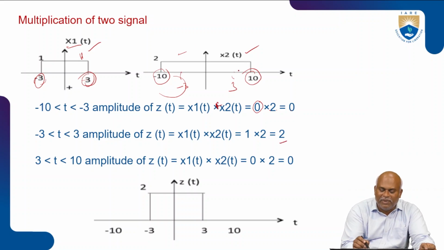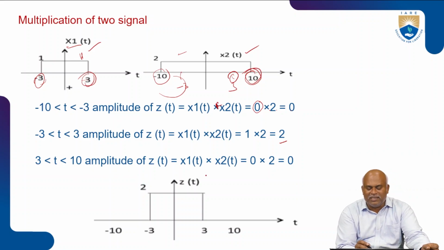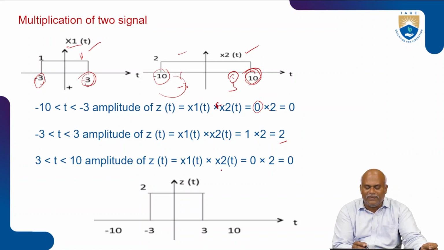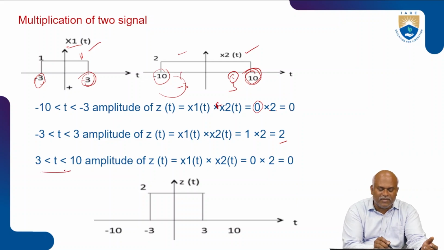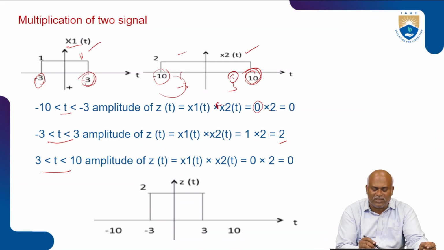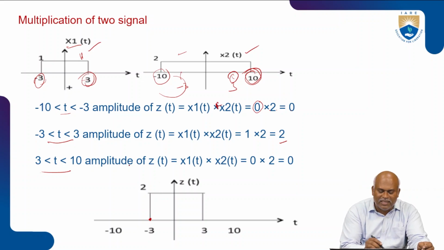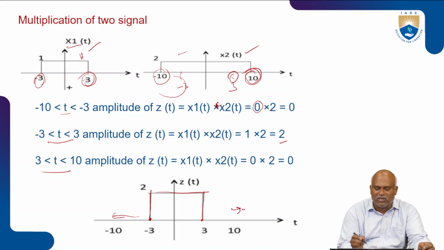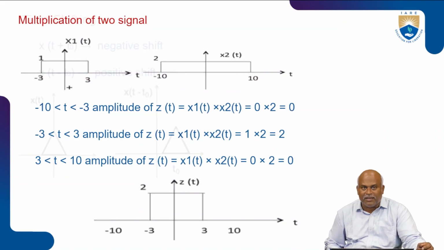Next case, the remaining portion, +3 to +10, that is 3 < t < 10. The amplitude z of t is equal to x1 of t into x2 of t, 0 into 2. All values become 0 for this portion. This portion amplitude is equal to 2, this portion amplitude is equal to 0. At -3 the amplitude is equal to 2, then up to +3 the amplitude is equal to 2. The remaining portion is represented as 0. This is the multiplication of two signals.